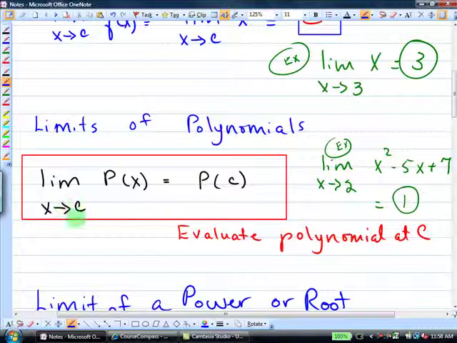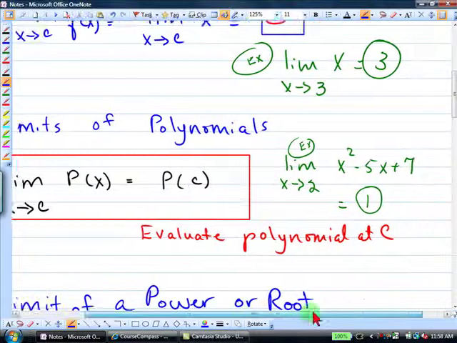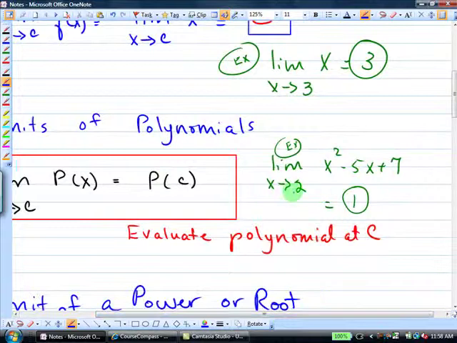All right. Here's the actual rule for polynomials. The limit as x approaches c of some polynomial function is equal to p of c. That means you're going to plug c into the polynomial, which is what we were doing already. Okay, so here's an example. The limit as x approaches 2 of this thing, you plug in 2, you get 2 squared is 4, minus 10 is negative 6, plus 7, you get 1.